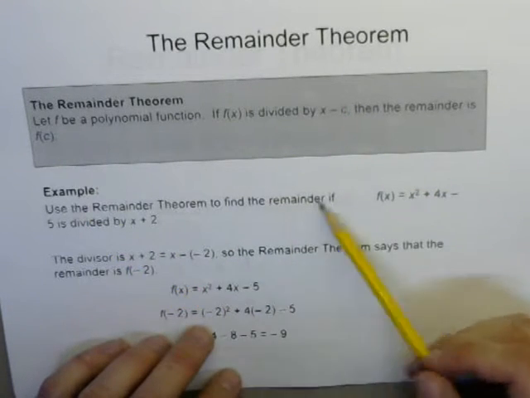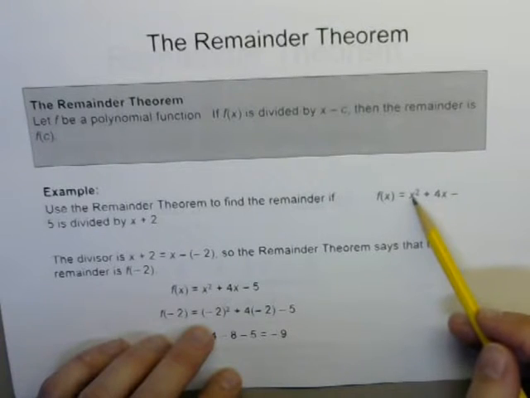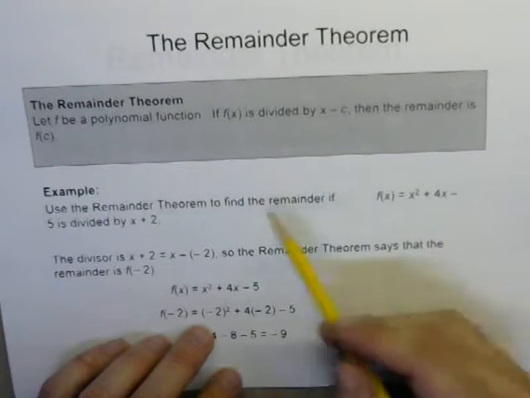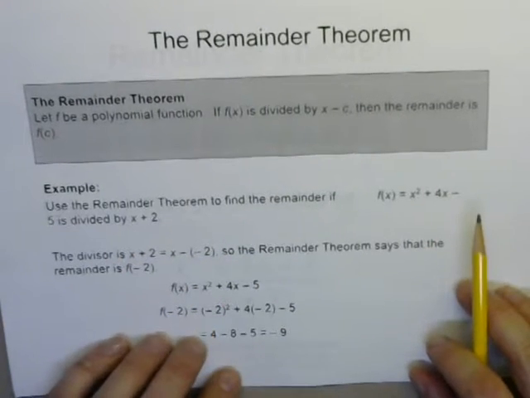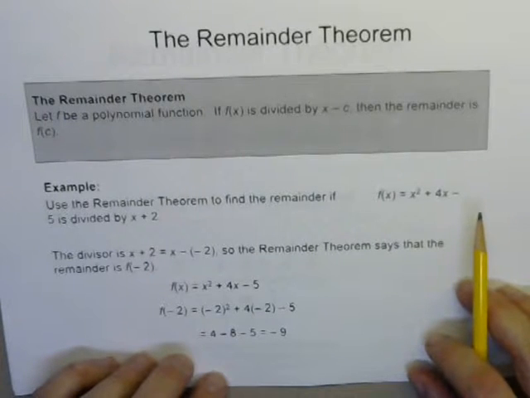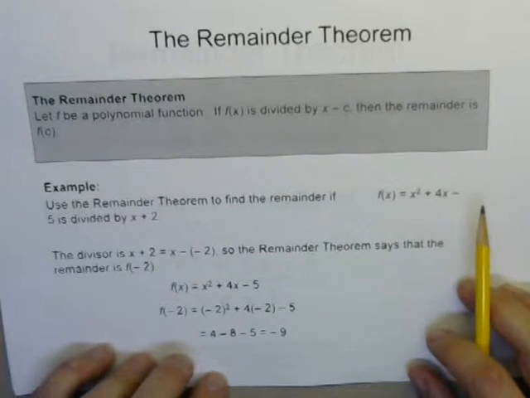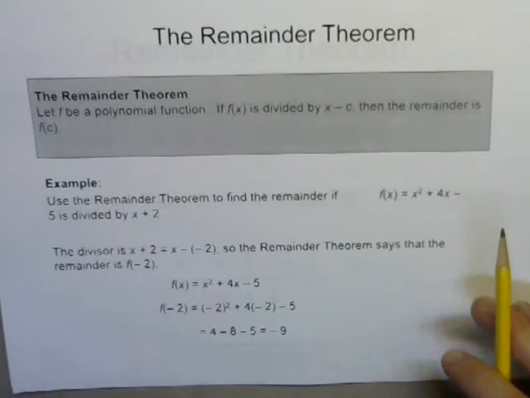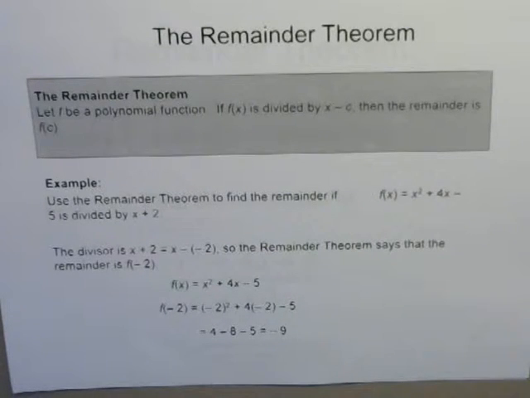So let's say that you wanted to figure out what's the remainder when you take x squared plus 4x minus 5 and you divide it by x plus 2. Well, one of the ways you could do that is you could actually do the division and see what the remainder is. But maybe all you're interested in is the remainder and you're not so concerned about the quotient.